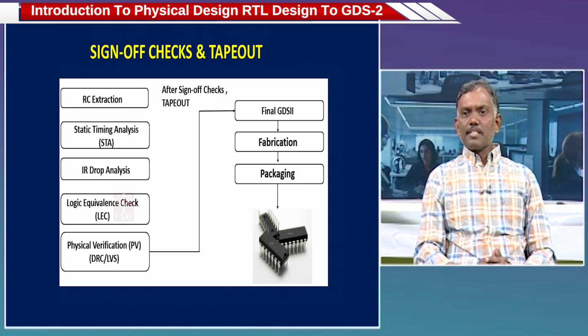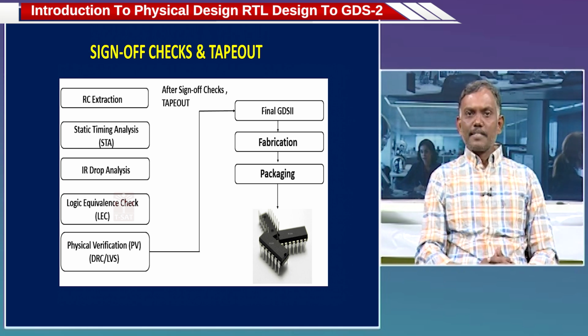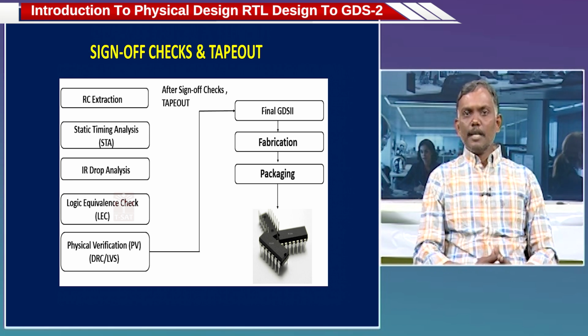Once the sign-off checks are completed, the final GDS is input to your fabrication. That is called taping out. We are giving GDS to the fab for the fabrication. That process is called tape out. One is GDS format and another one is the OASIS format. I think you looked at those formats in the previous session, the layout session. OASIS and GDS are the two different formats in which we can send the entire chip database to the fab.